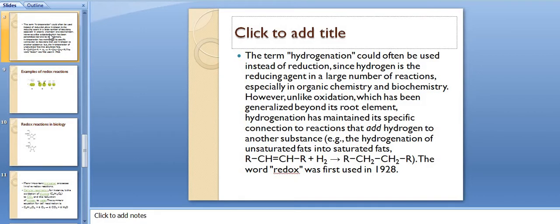Let us take an example: R-CH=CH-R plus hydrogen gives rise to R-CH2-CH2-R. The word redox was first used in 1928.